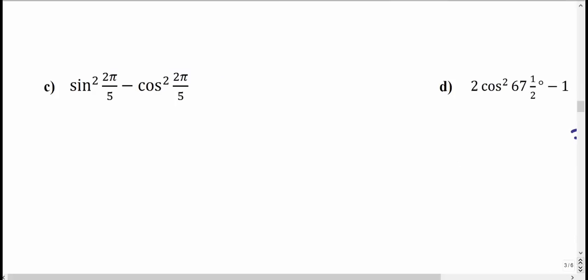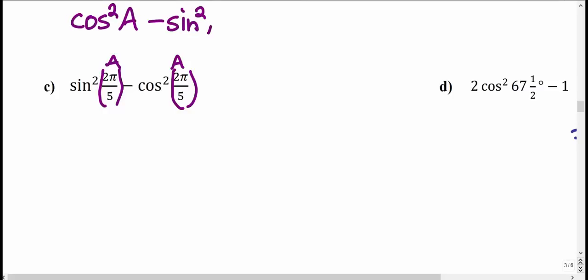For part C, we see that we have sine squared of some angle minus cosine squared of that same angle. So we're going to call this angle A. We see that this looks very similar to our double angle for cosine. However, there's one big difference, and we have to be really careful about this one. The double angle for cosine has the cosine positive and the sine negative. And in our expression, the signs are exactly opposite of what we would need.